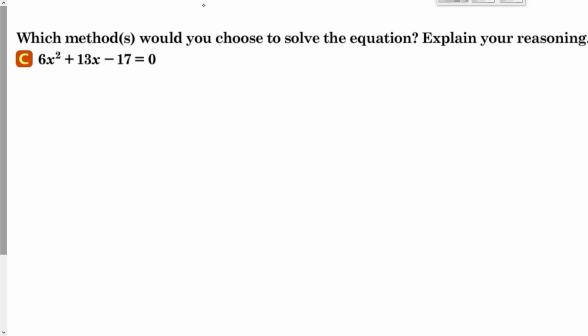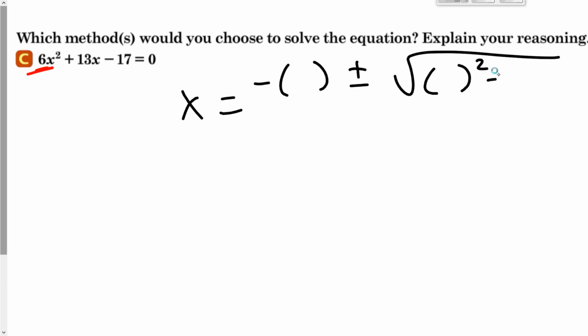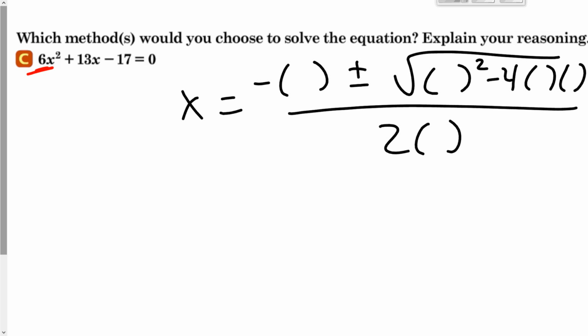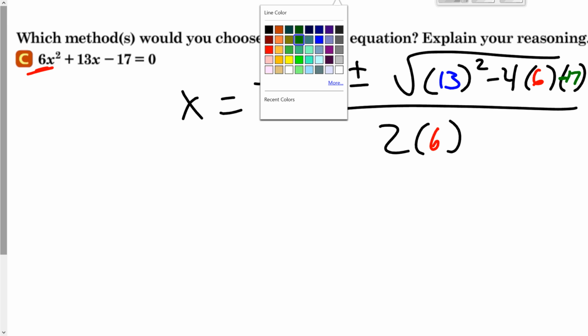It's set equal to 0, which is great. Here my a is not 1, so I probably want to do the quadratic formula, right? Which is x equals negative b plus or minus the square root of b squared minus 4ac all over 2a. Now I can plug in my b, since it's set equal to 0. I can plug in my a, and I can plug in my c, which is negative 17. Negative 17.